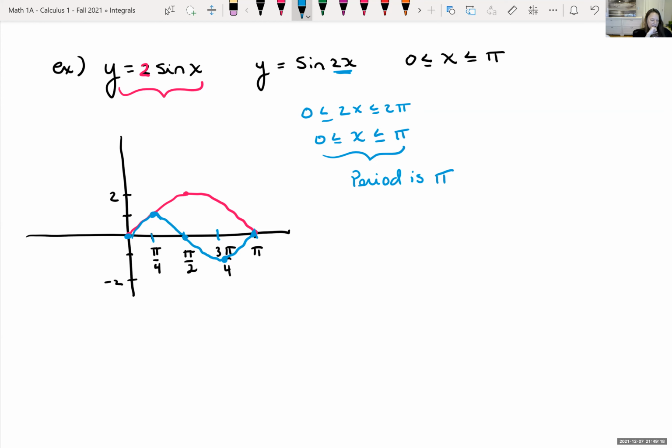I believe that the upper curve is always y equals 2 sine of x. So we have our upper curve, 2 sine of x, minus our lower curve, which is sine of 2x. And our bounds are between 0 and pi.